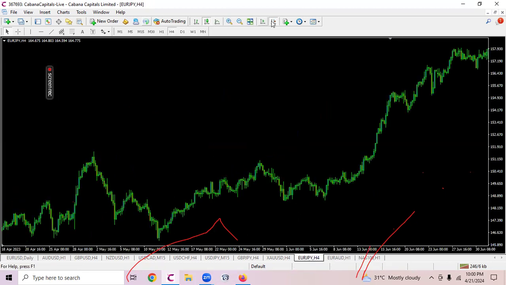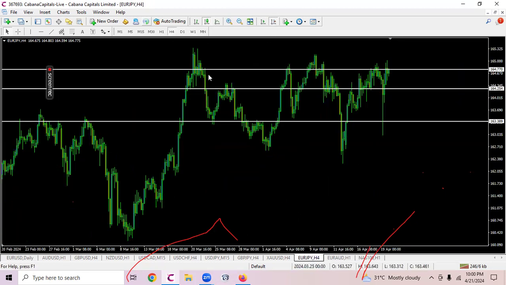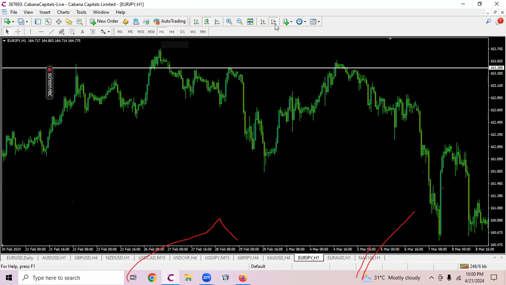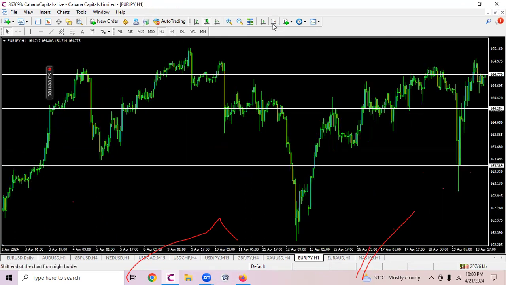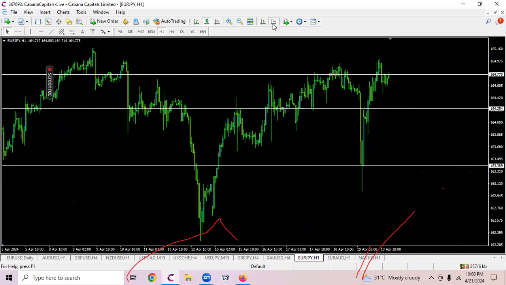Okay, so let's see the hour. Then let's go to 1 hour. Everything looks like EJ is in a range. But if I want to take any risk on EJ, it will be a sell. Okay, if I want to take any risk on EJ, it will be a sell.